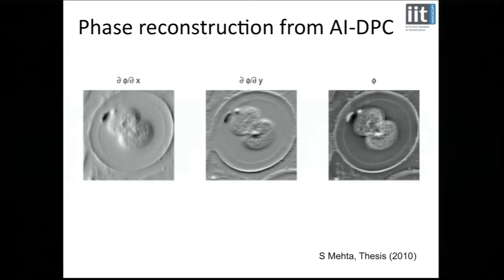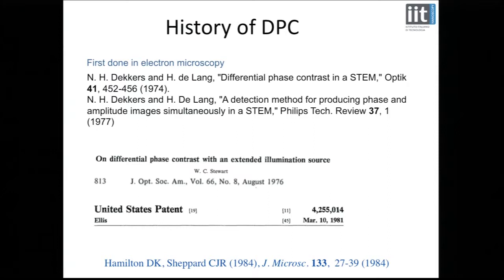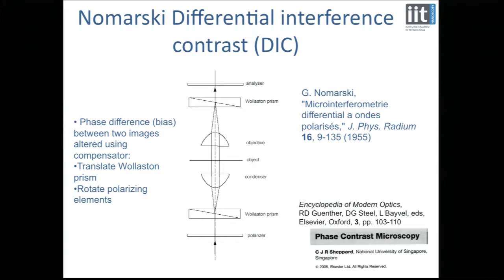So DPC has been around quite a long time. It was first invented for the electron microscope. I think the first paper was this one by Dekkers and de Lang. For the optical case, there was a paper by Stewart. This was actually just an abstract, a paper at a conference. And a patent was taken out by Ellis. And we didn't know about these, actually, when we published our paper in 1984.